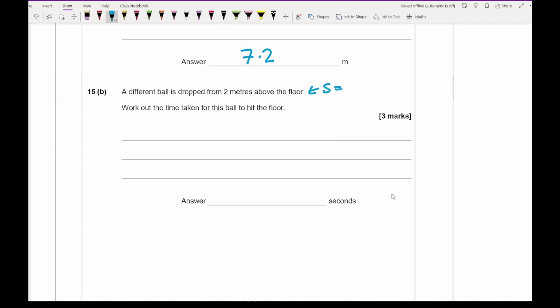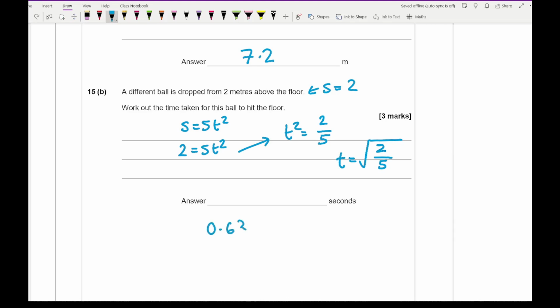So here S equals 2, and the question is asking us to work out the value of T. So again, looking at the formula, I've got S equals 5t squared, so S equals 2. So then from this, I've got T squared equals 2 over 5. So T equals the square root of 2 over 5. And if I type that into my calculator, I get an answer of 0.6324555532, and if I round that number up, I get 0.63, and that's been rounded to 2 decimal places.